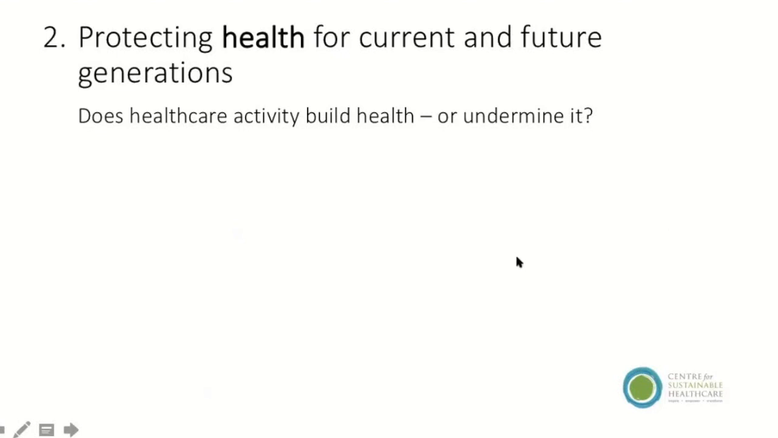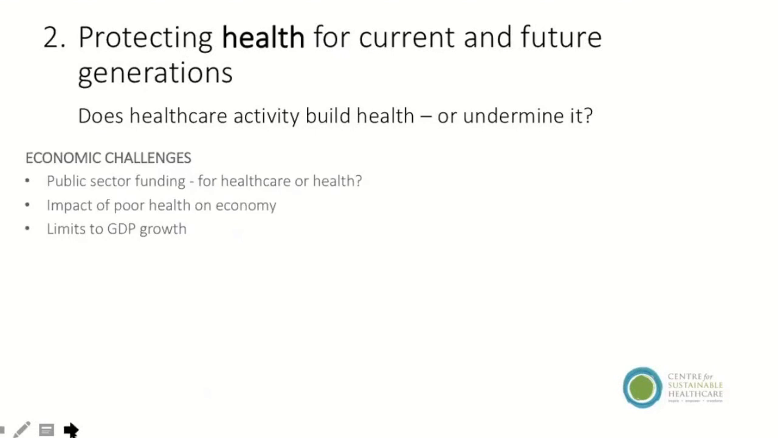Okay, so does healthcare activity currently build health or undermine it? In the economic sphere, one thing you could think about is we're spending a lot of public sector resources on providing healthcare, but actually healthcare is not the best way of promoting health. There are more important things you can do around, for example, social support, housing, meeting housing needs, reducing inequalities, providing education and things like that. So there's an opportunity cost from the money that we're spending on healthcare.